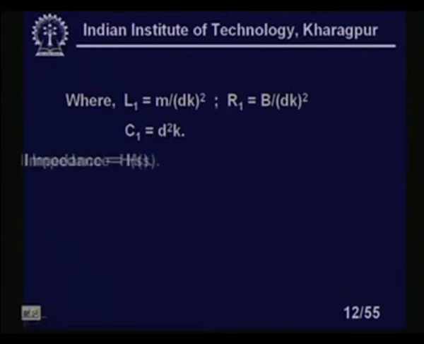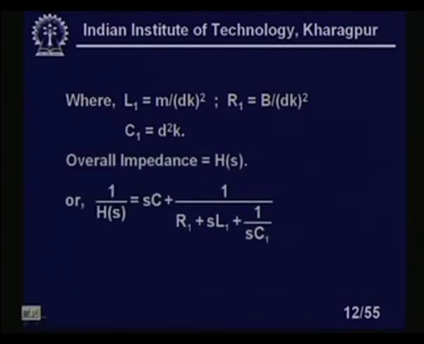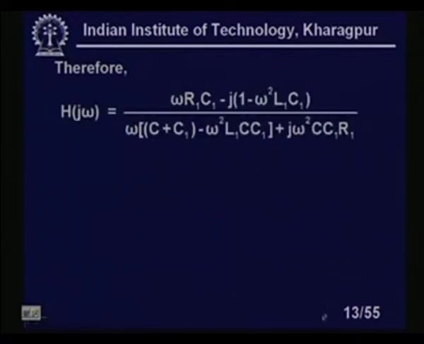Now the overall impedance, 1 by H s, is 1 by s C plus 1 upon R1 s L1 plus 1 by s C1. Therefore, if I write it in the j omega domain, H j omega equals omega R1 C1 minus j, all inside, 1 minus omega square L1 C1 upon omega C plus C1 minus omega square L1 C C1 plus j omega square C C1 R1.